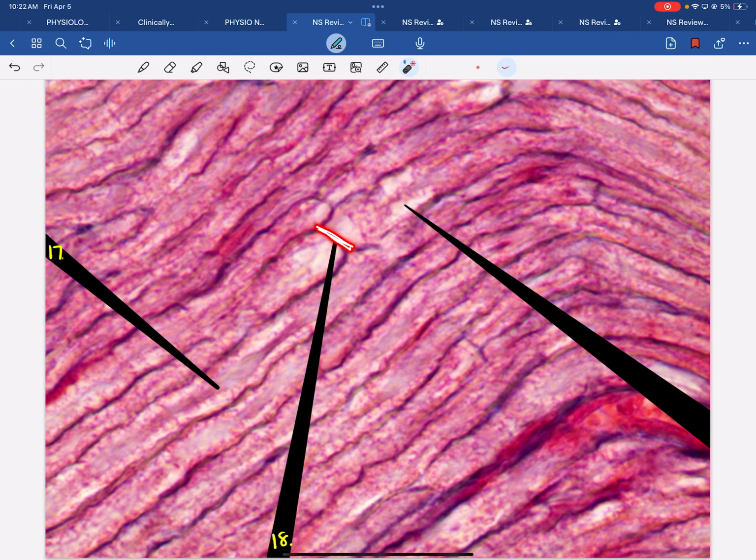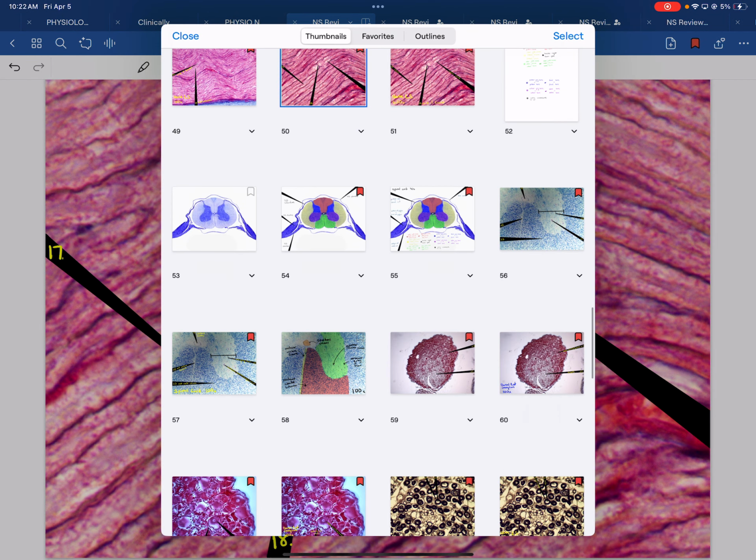What is this? Node of Ranvier. Good. What is this white? Myelin sheath. What about this pink? Axon. Good. What's the function of the node of Ranvier? It's the site where sodium rushes into the plasma membrane of the axon. Okay, good. So let's say its function is to regenerate the action potential. Yep. Well, we did most of these already. Let's keep going.